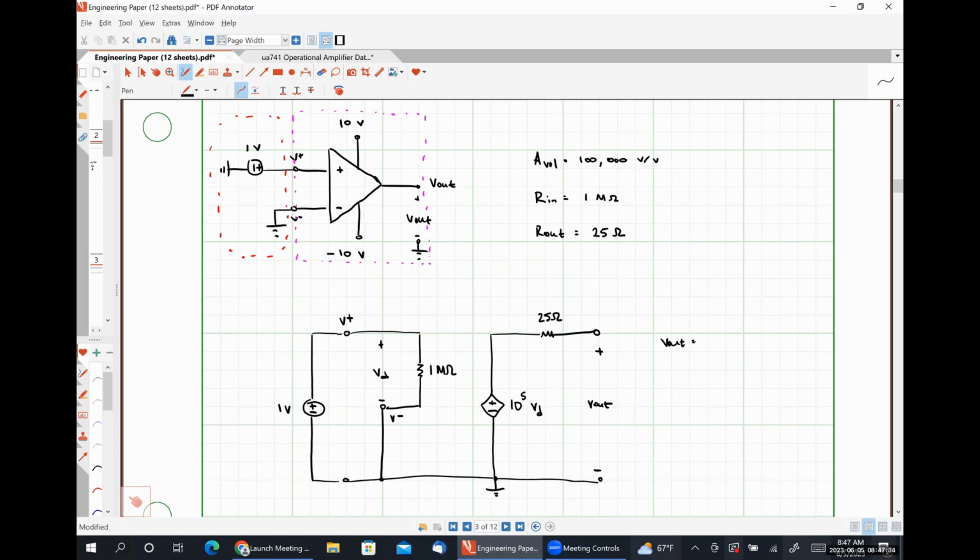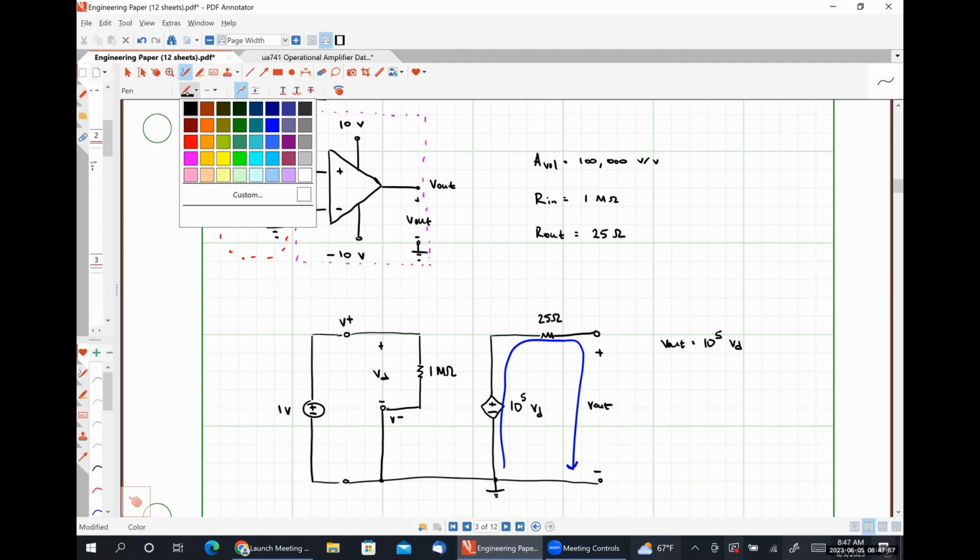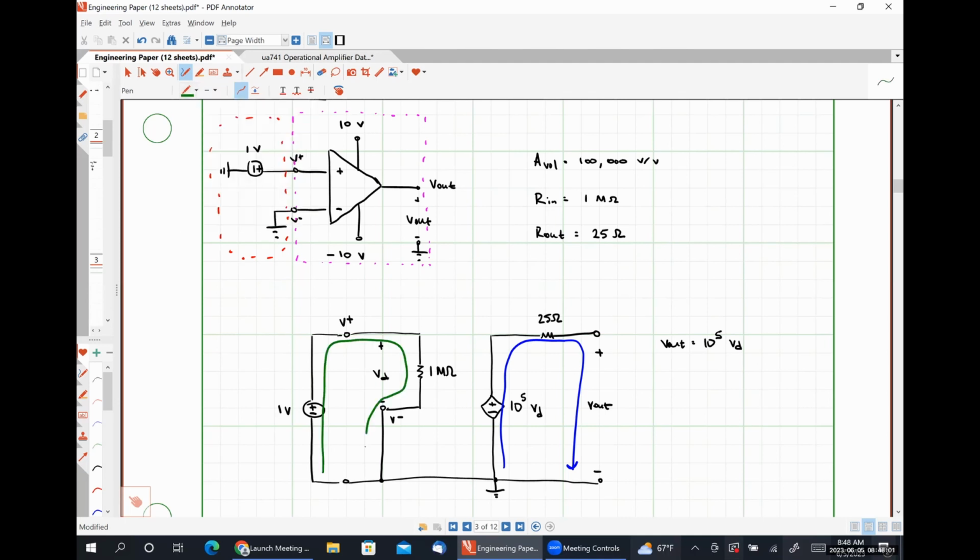And by writing a Kirchhoff's voltage law equation around this loop, we can very easily see that our output voltage is going to be 10 to the 5 times whatever our differential voltage is. Well, if we write a Kirchhoff's voltage law equation around this loop, we can very easily see that our differential voltage is simply 1 volt. And from that, V out should be 10 to the 5 times 1 volt, or 100,000 volts.